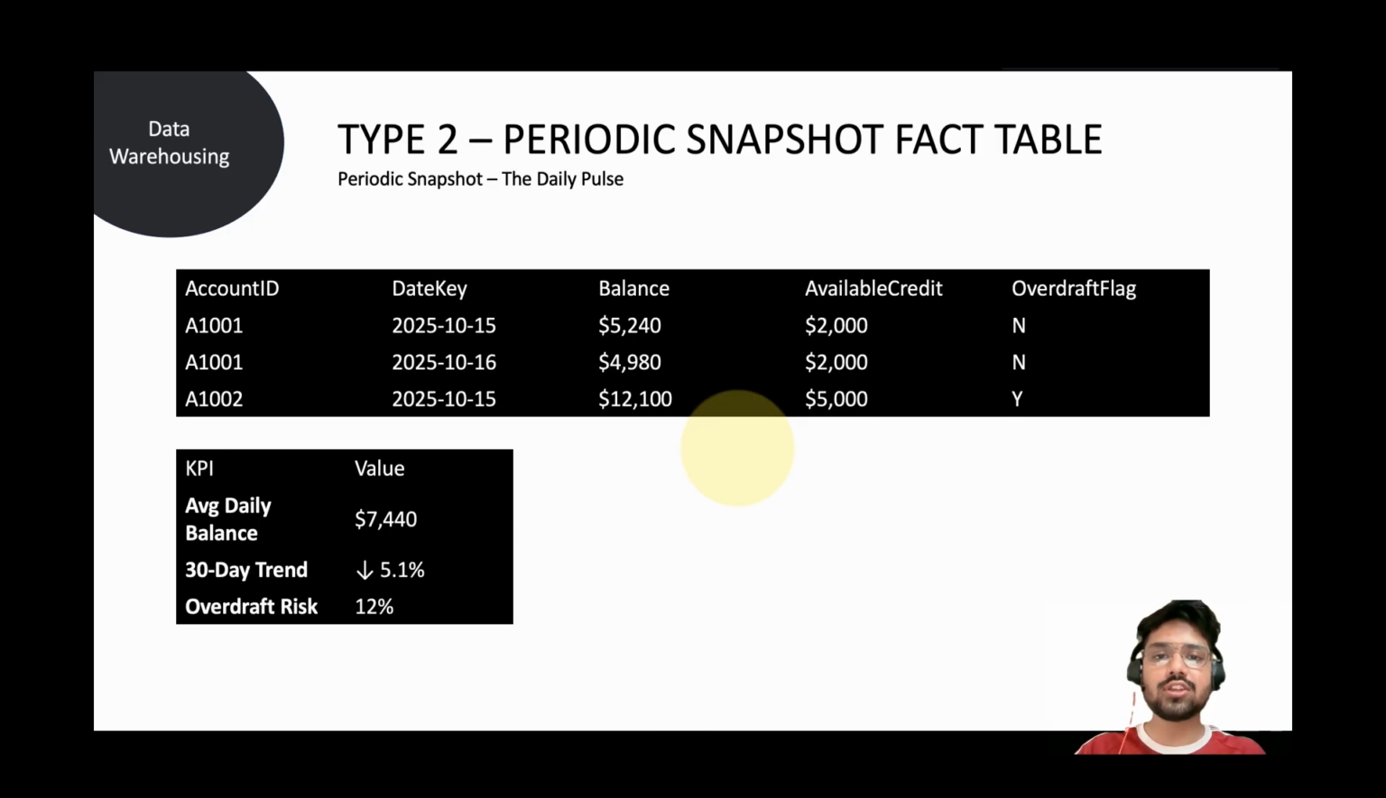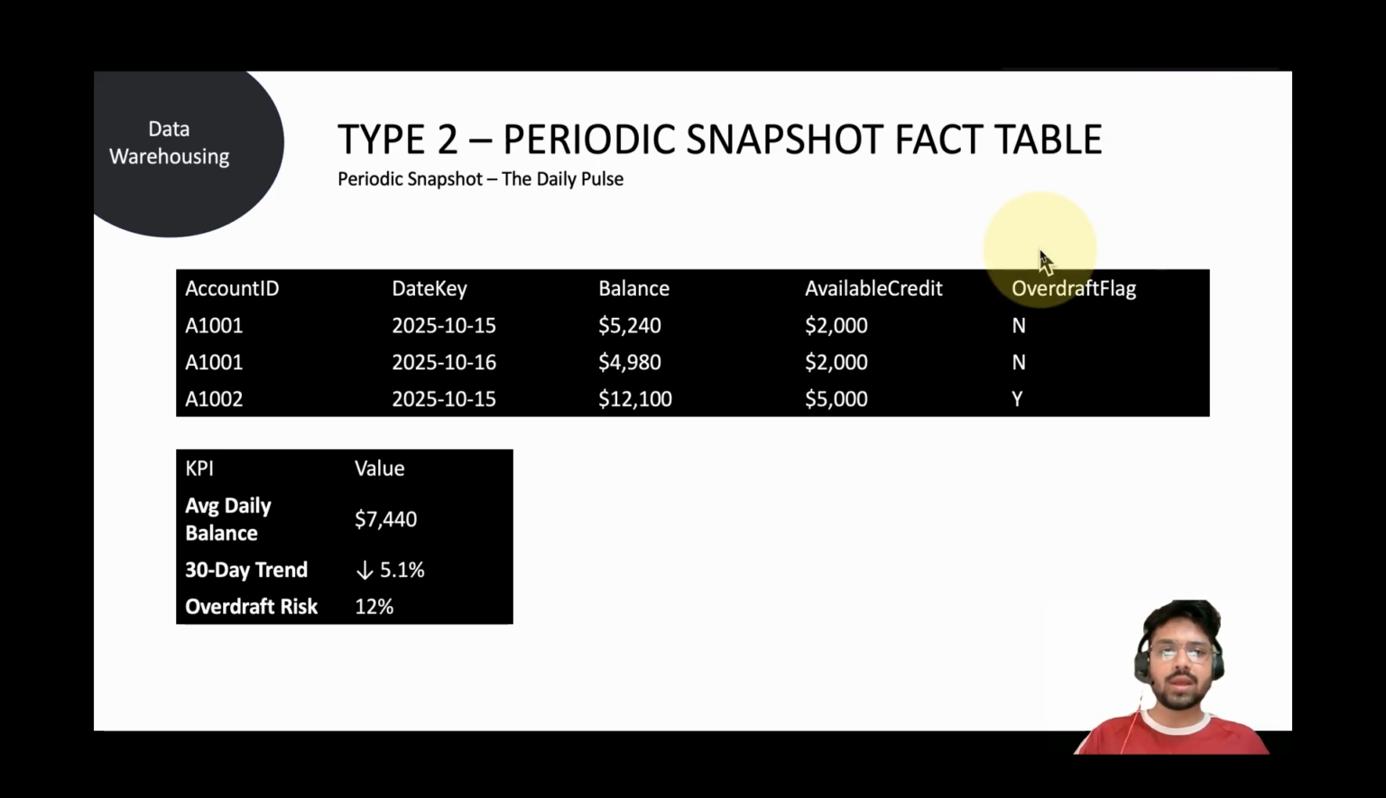Moving forward, we have the periodic snapshot fact tables. Periodic snapshot, the daily pulse, for when we need to find something over a period of time. For example, if you look at this bank example, we have different columns like account ID, balance, available credit, overdraft. Now let's say I need to find KPIs: average daily balance, a 30-day trend, and overdraft risk percentage. I can easily find these using periodic snapshot fact tables. So the name is very clear. If we need to find something over a period of time, then we go for the periodic snapshot fact table.